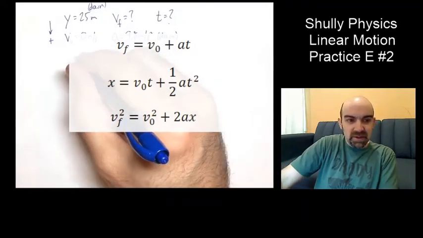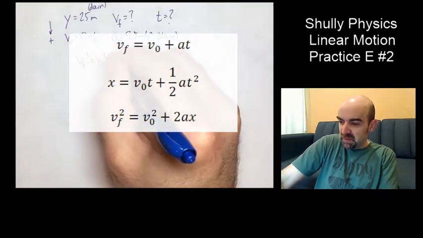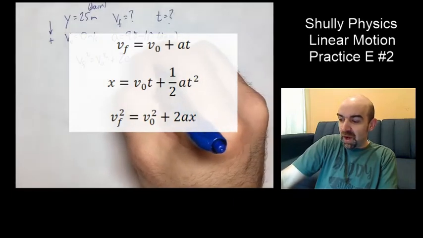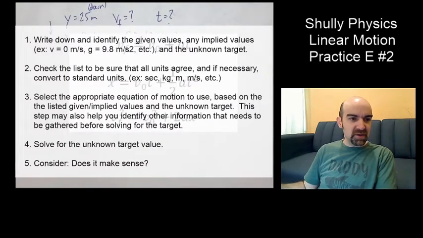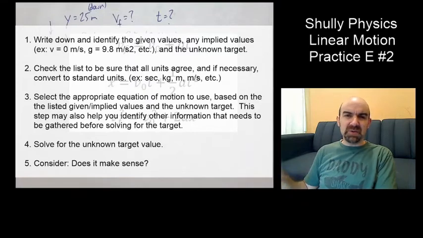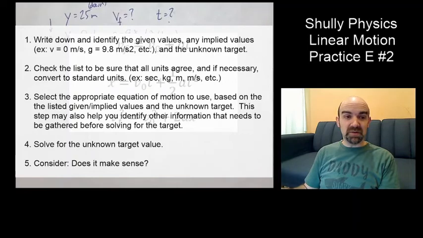Final velocity squared, I'm just going to rewrite it here, equals initial velocity squared plus 2a, and I'm using y instead of x. So I wrote it down. And let's look at our problem solving technique here. Number 2, check the list to be sure all units agree. If necessary, convert to standard units. I think we have all meters and seconds. I think we should add one more thing in number 2: consider direction. And number 3, select the appropriate equation to use, write it down. And number 4, solve and consider, make sure it makes sense.